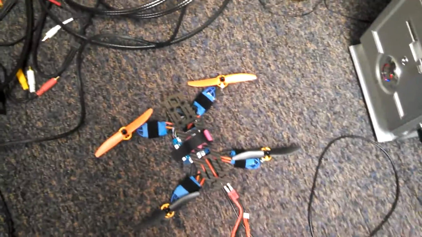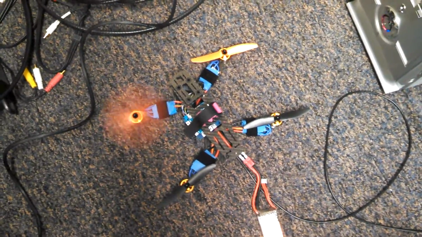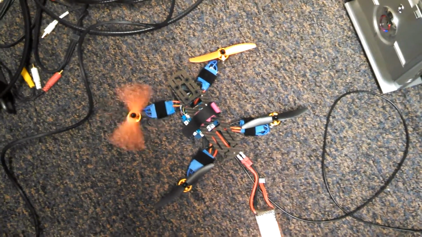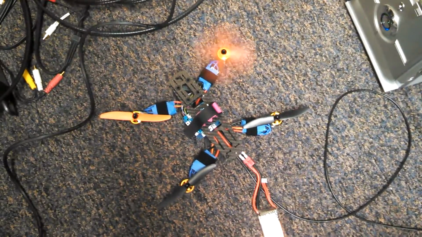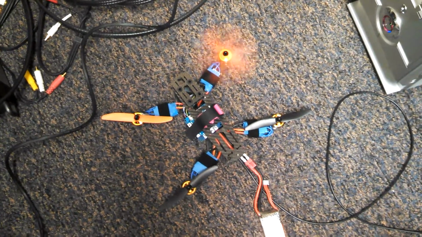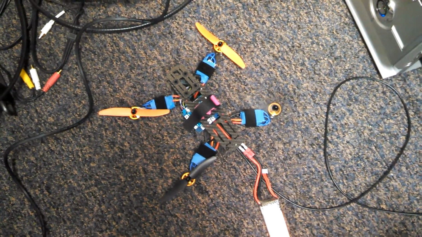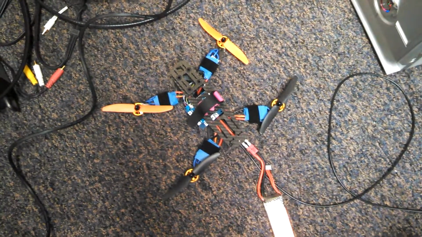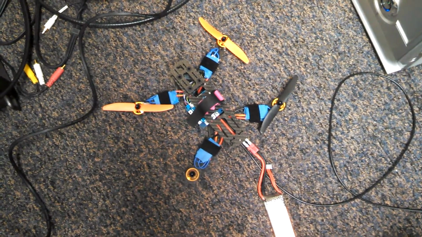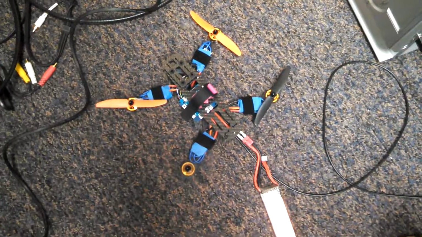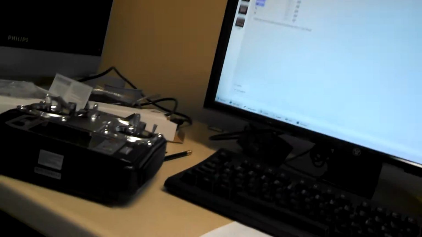here's my dilemma. If I go to spin up my motors individually, they're like butter. No problem. Okay, so if I do them individually, no problem.